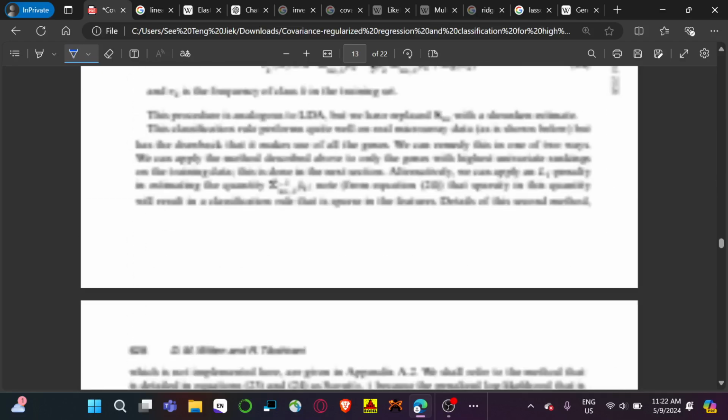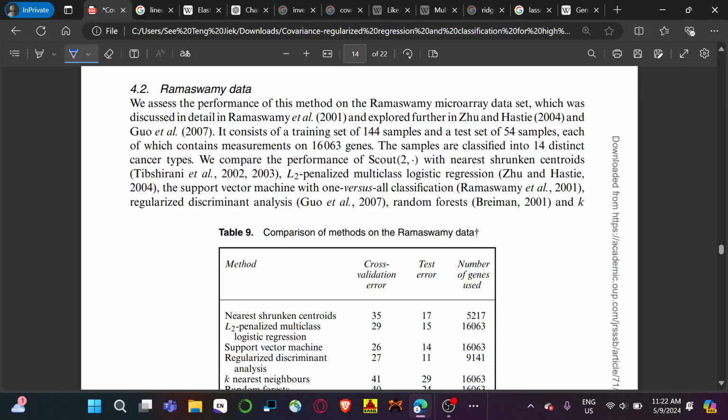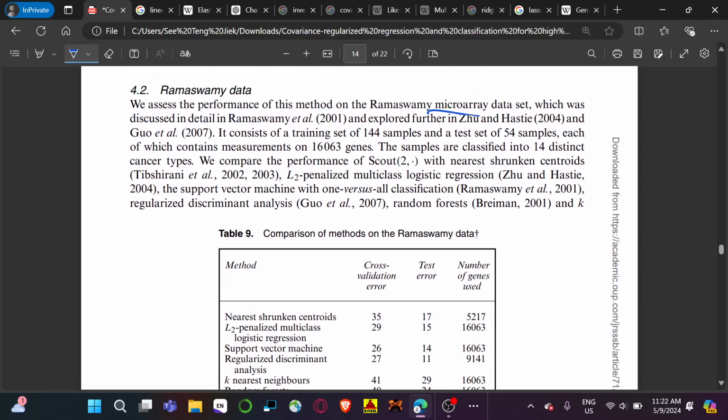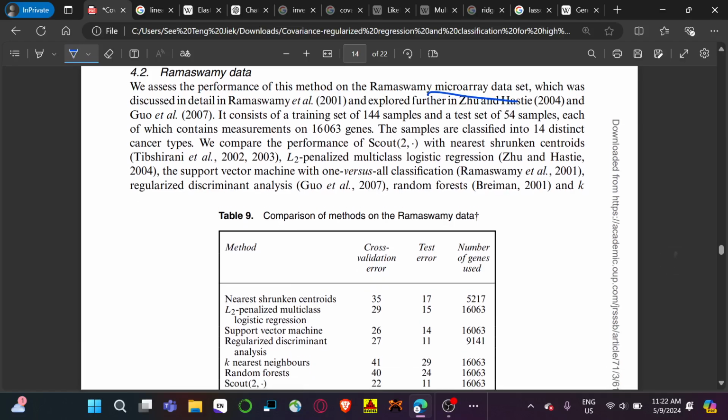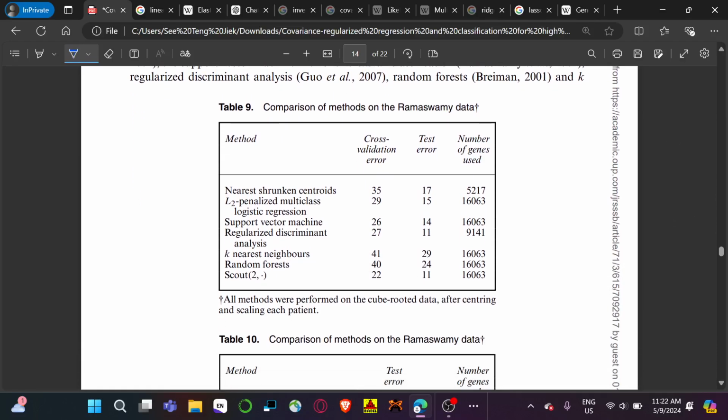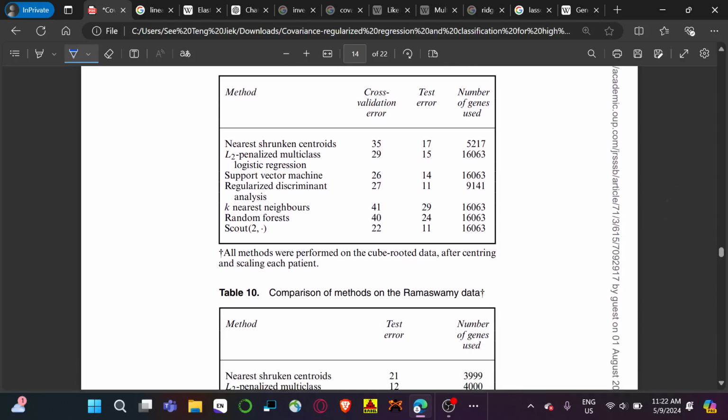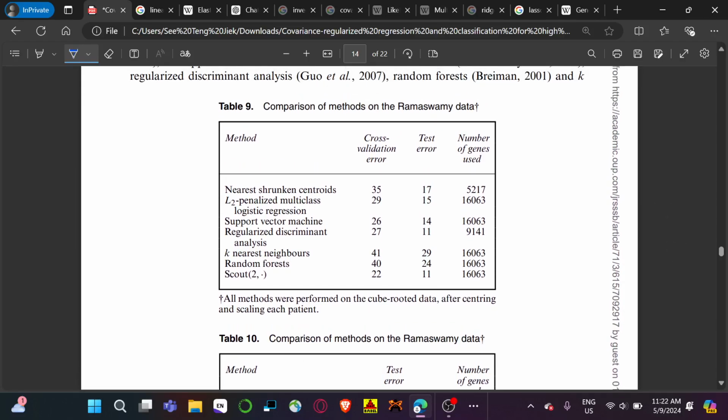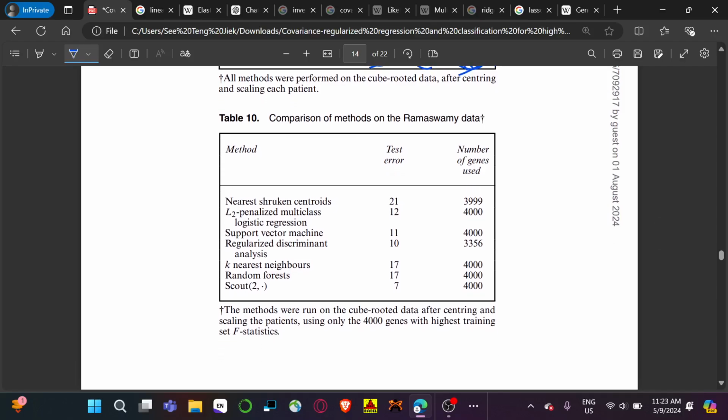But what about some genome data set here? Let's take a look at it, shall we? Okay, cross validation error. It gets 22. That's the lowest one, and this one 11. Yep, that's on par with this. And the number of genes used. Okay, right. That's not that important, I think.